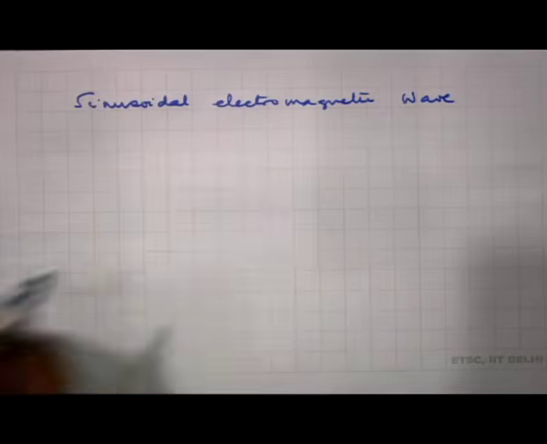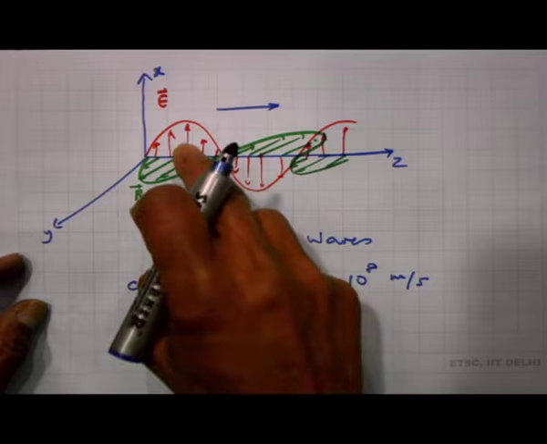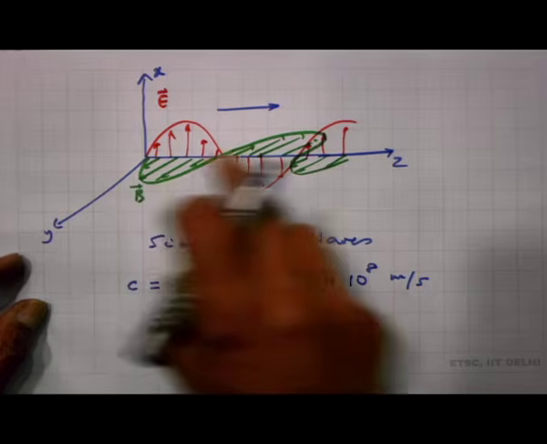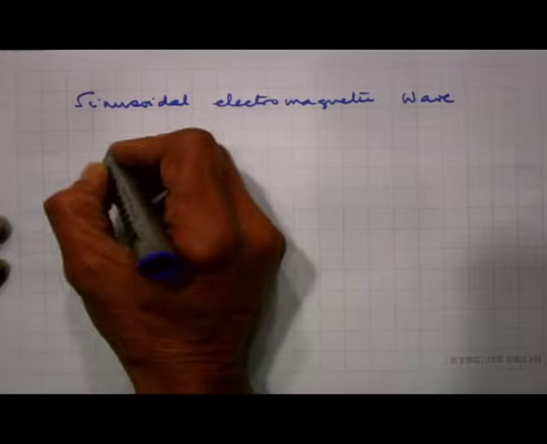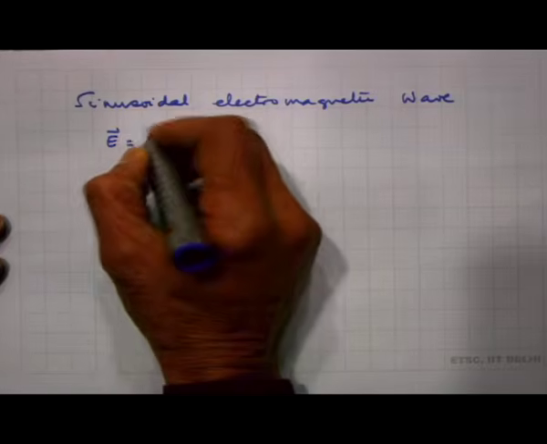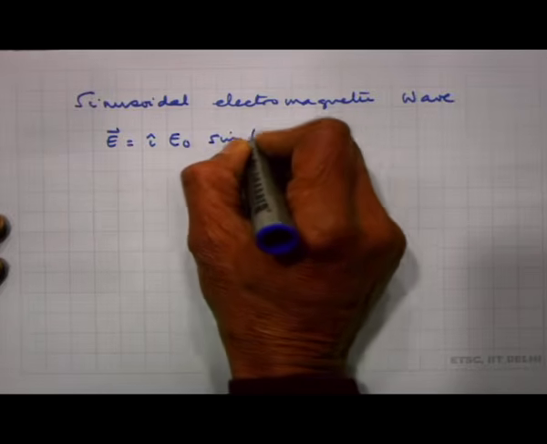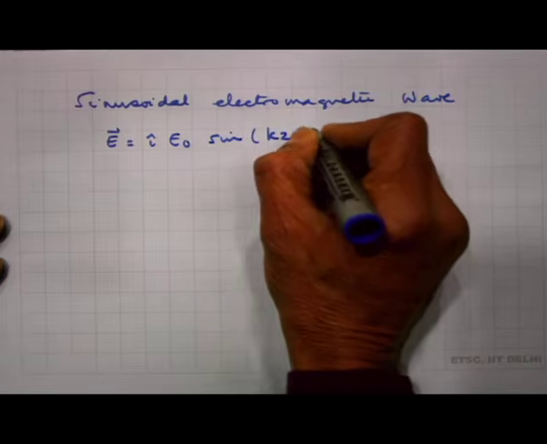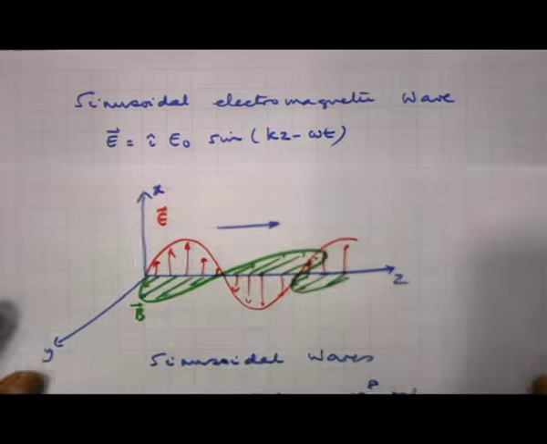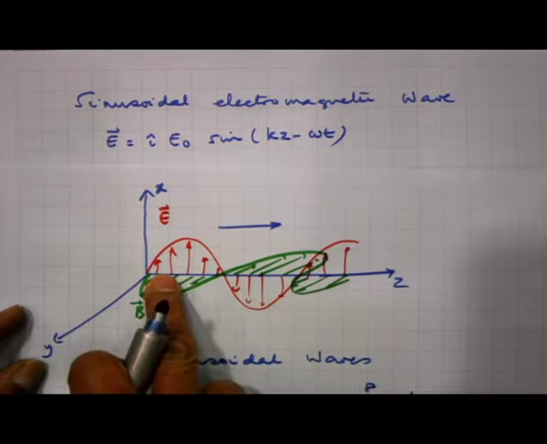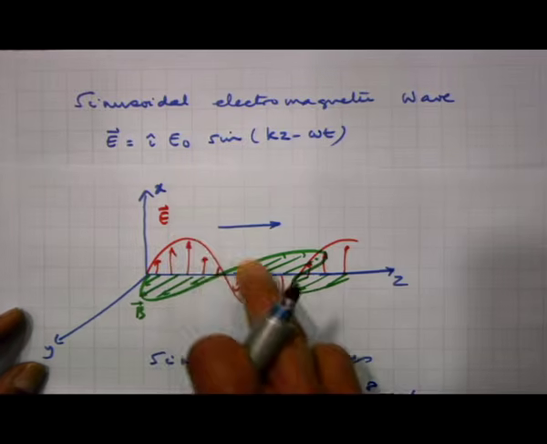So, in this figure as I have shown here, the electric field is pointing along the x direction and the magnetic field is pointing along the y direction and propagation is along z. So, this kind of wave will be represented by equations of this form: E is equal to i cap E naught sin(kz minus omega t). This i cap represents the fact that the electric field is pointed along the x direction.